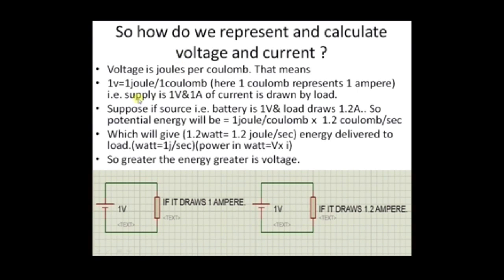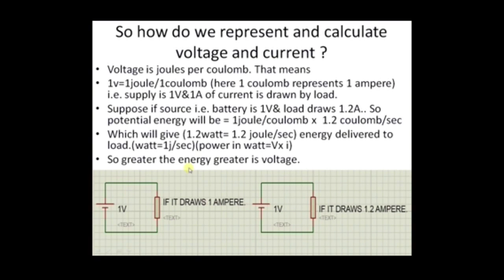That is, if a supply is 1 volt and if this load is drawing 1 ampere through it, considering this example, if this is a load, then it is said to be 1 volt when 1 joule of energy is used to flow a current of 1 ampere through it. Then only it is called 1 volt.